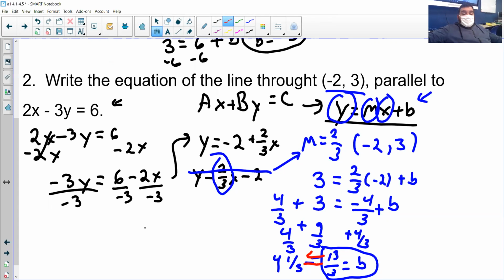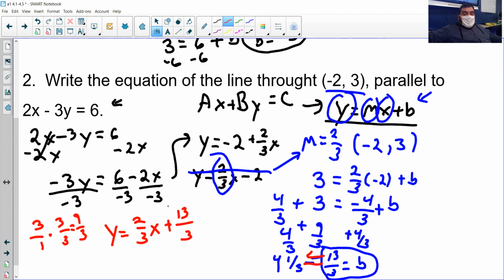When you get the same bottom, they both go into 3, right? How did I get 9 over 3? Like times 1, right? It's 3 over 1. You times that by 3 over 3, and you get 9 over 3. So y equals, hold up, let me finish this. 2 over 3x plus, we'll do the fraction, 13 over 3. What's 13 over 3? 4 and a third.